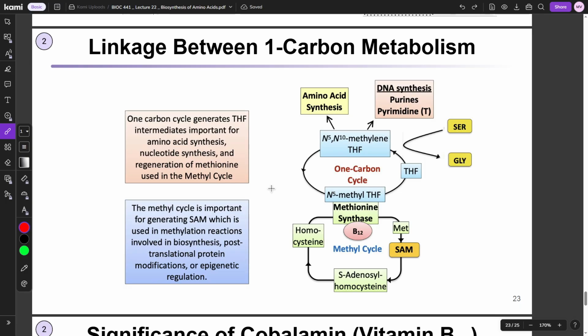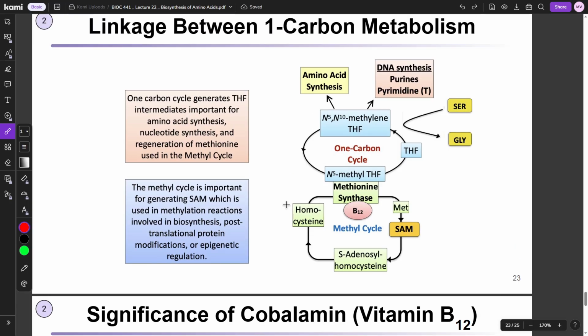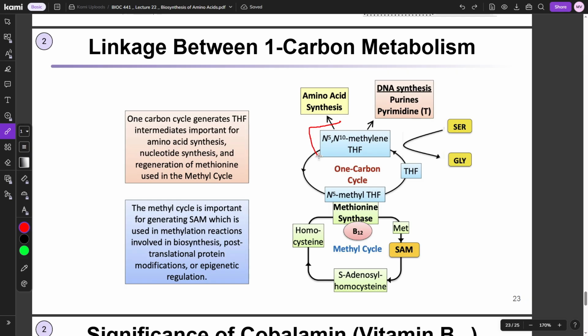So here's some of the linkages. This is a helpful thing to know. How do all these things link together? Remember that N5, N10 is helpful in purine synthesis. It's also used in amino acid synthesis. Once you've used it for one of these two things, it returns to N5-methyl tetrahydrofolate. Methylene is a CH2 group, methyl is a CH3 group, so maybe you use this to make a purine or whatever, and then you return as N5 THF, methyl THF.